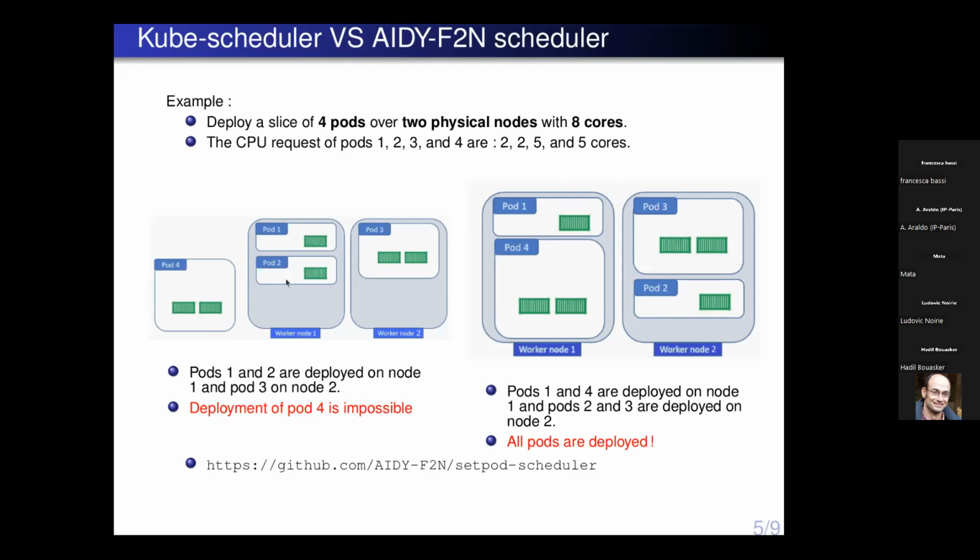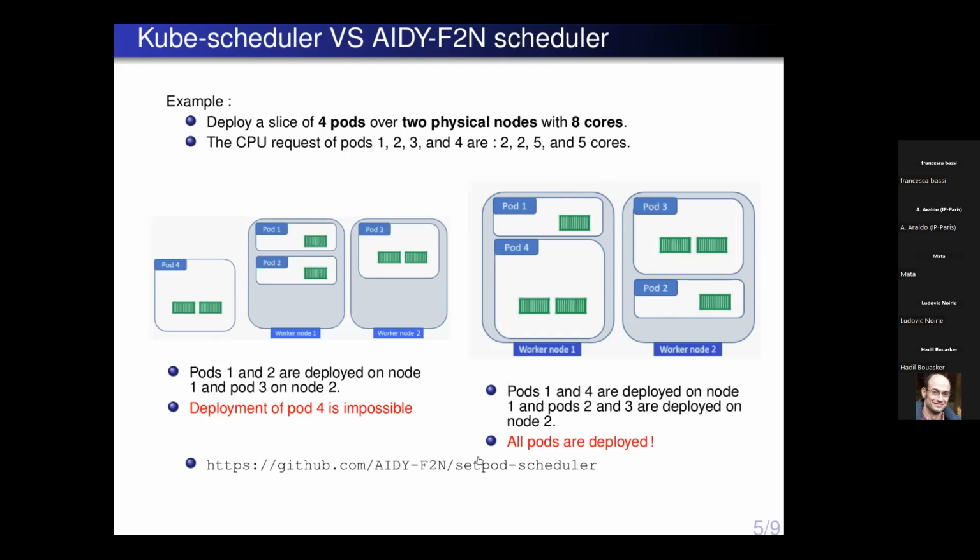Here I have to use another worker node to be able to deploy my application, while I need only 2 machines to deploy it. So we name our orchestrator the set pod scheduler, because it takes into account a set of pods together to deploy the whole application on the cluster.